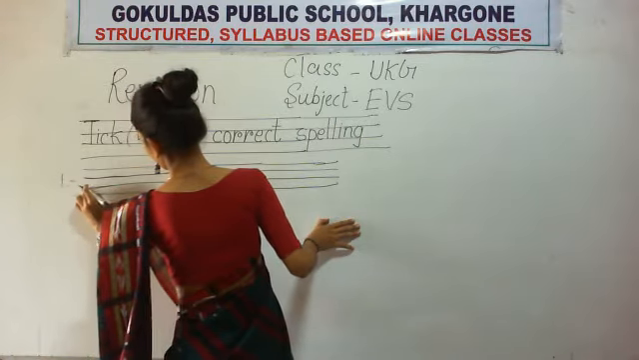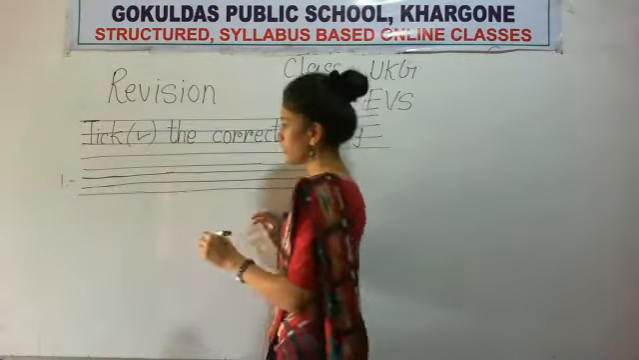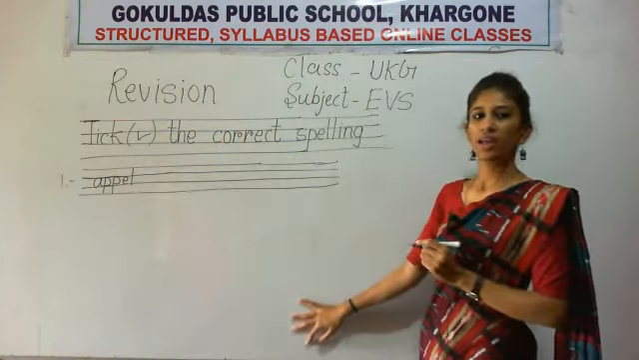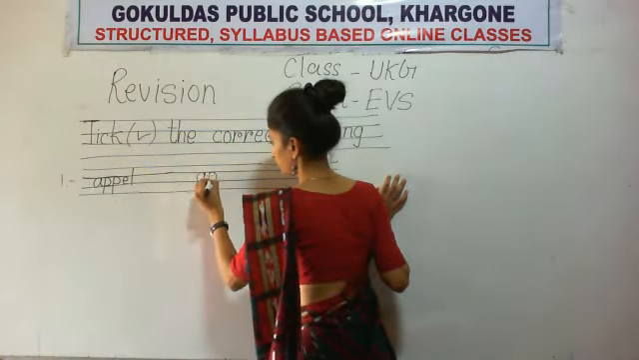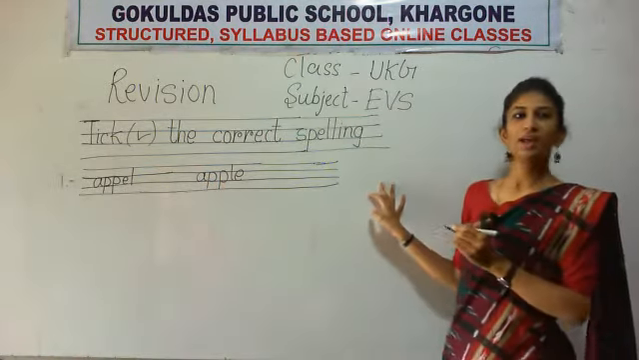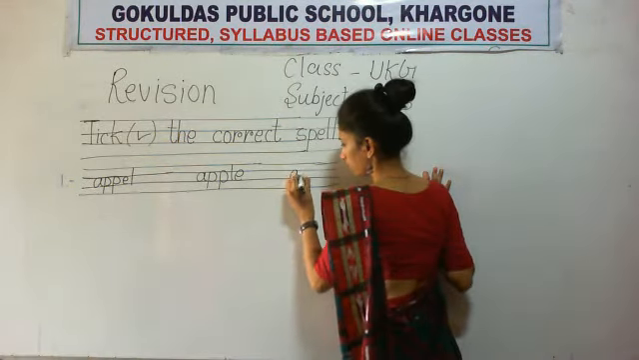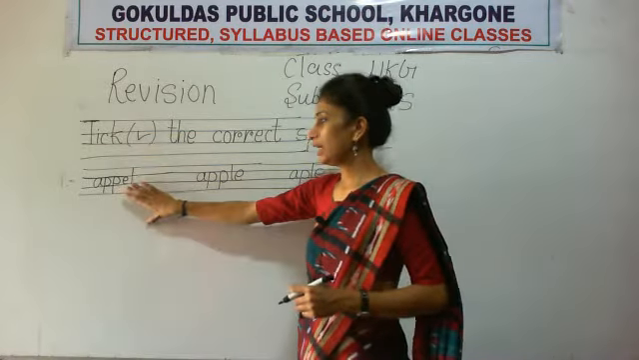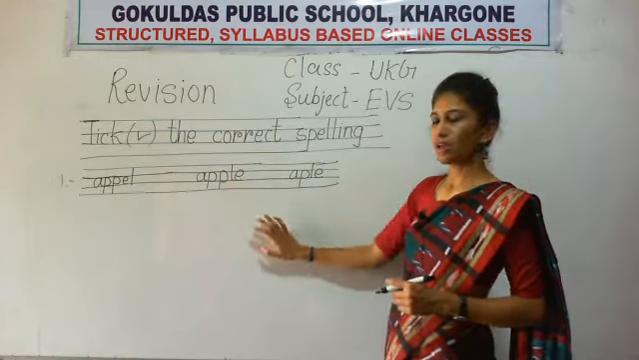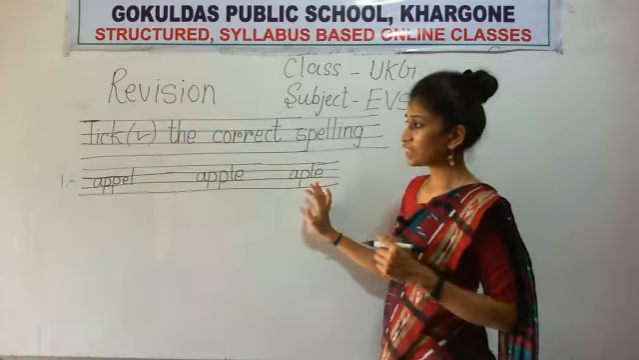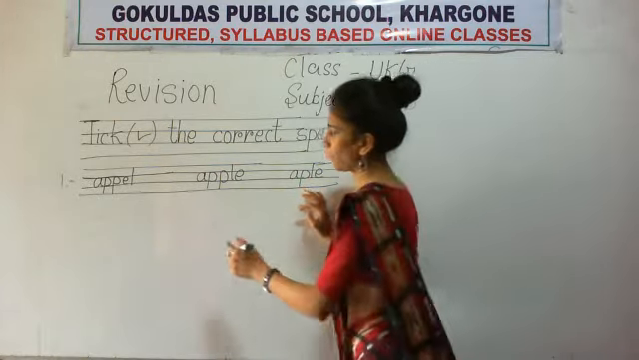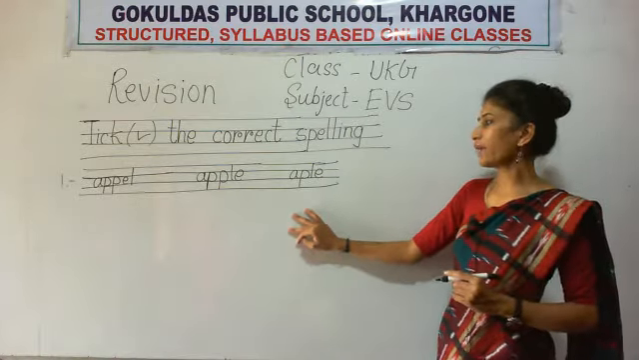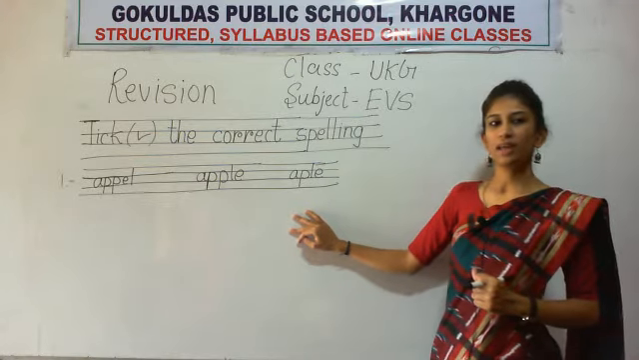First, number one: A, double P, E, L; A, double P, L, E; and A, P, L, E. Here, three spellings are given. Which spelling is correct? A, P, P, E, L, A double P L E, or A P L E? Yes, A double P L E, apple.